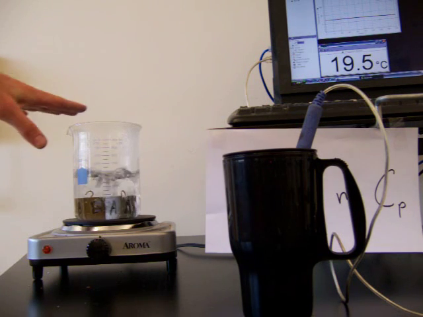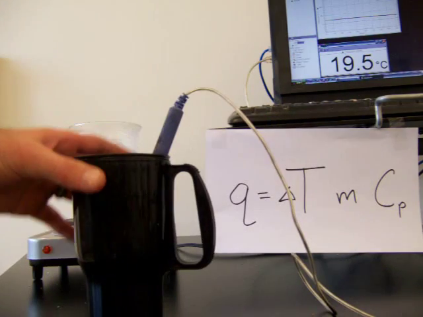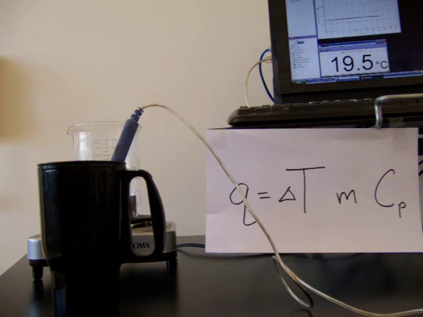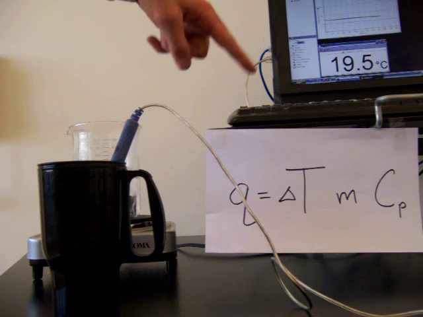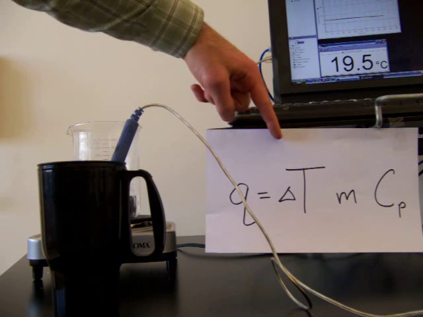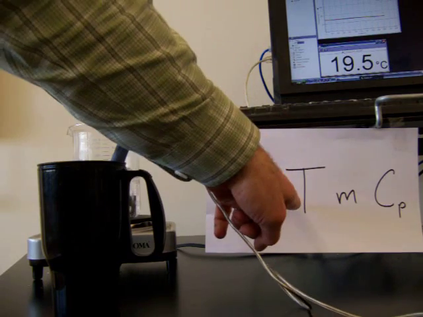What I'll do in a second is take the metals out of the boiling water and place them into the calorimeter with the room temperature water. When that happens, the metals will give off heat to the water, so the water will get hotter. We know the initial temperature of the water now is 19.5 degrees Celsius. We will, in a few minutes, figure out what the final temperature of the water is and be able to figure out how much its temperature changed.